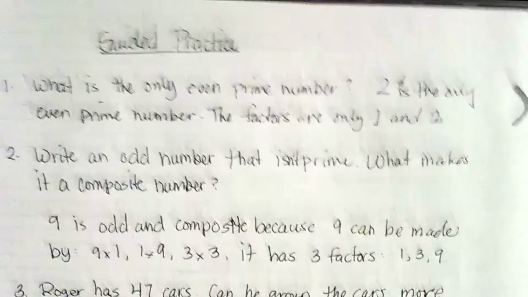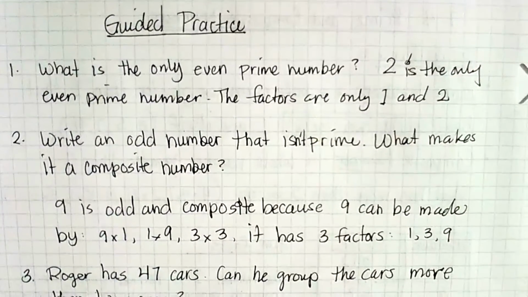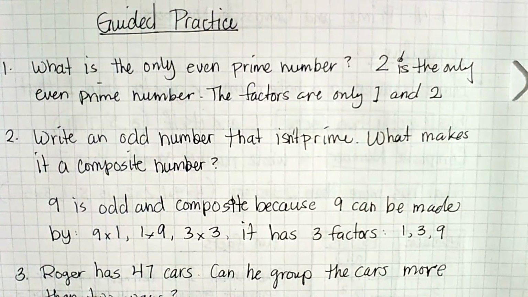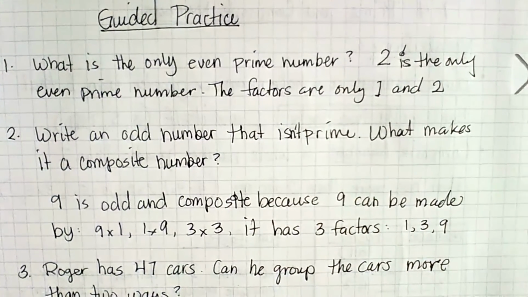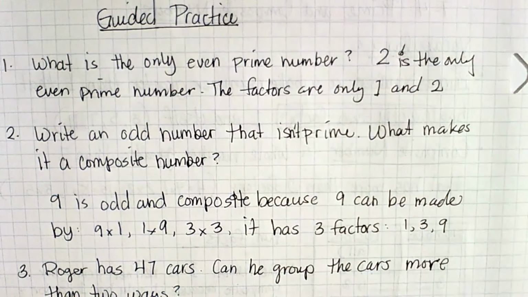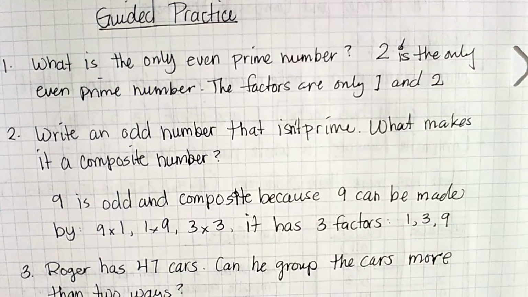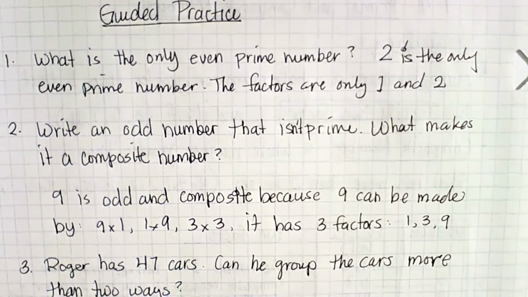For your guided practice on this lesson, the first question says, what is the only even prime number? Now we know that 2, because we just talked about that, 2 is the only even prime number because of how small it is. The only factors are 1 and itself, so 1 and 2.